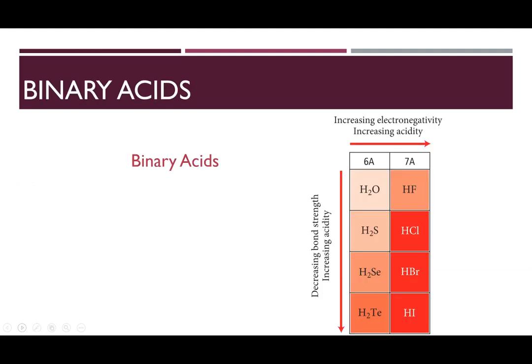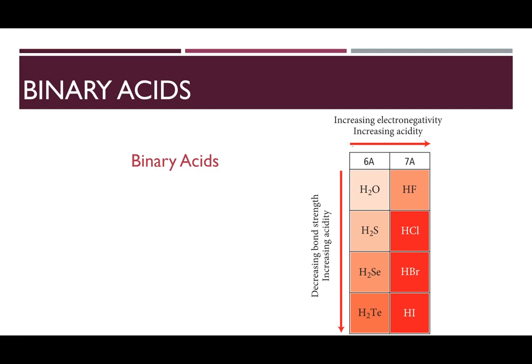So there's two things at play here. There's this electronegativity difference, and then there's also a bond strength. So it's not just a black and white, yes or no, right or wrong answer. There's a lot of factors. That's one of the things that makes acids so difficult. There's a lot of things going into it.